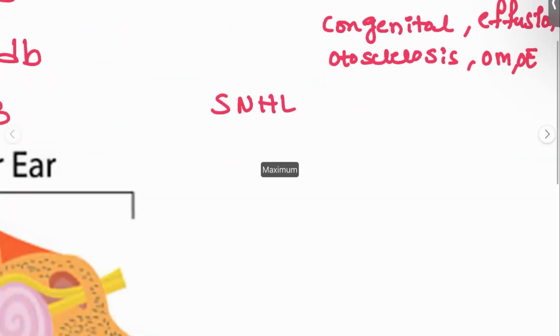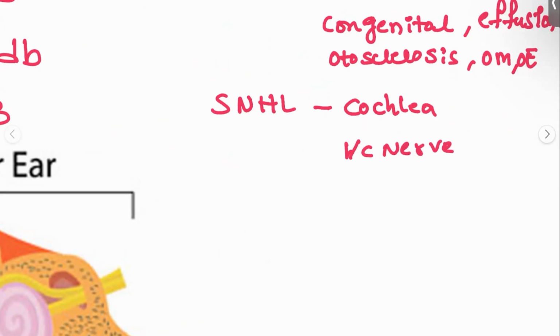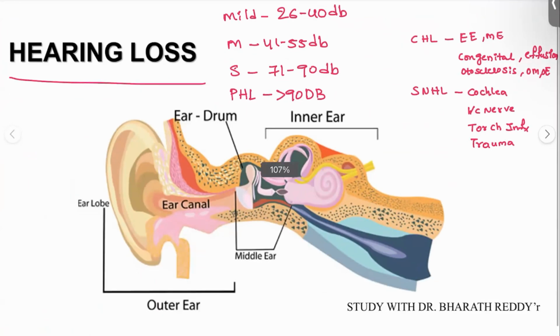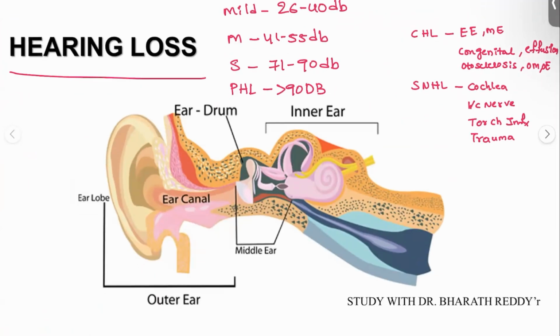Next, coming to sensory neural hearing loss, this is usually due to cochlear pathology or vestibulocochlear nerve pathology, and also in those who are suffering from congenital defects due to TORCH infection, and trauma cases. So these are commonly found in conductive hearing loss and sensory neural hearing loss. Here you can see these two, which are considered conductive hearing loss, and this alone, which is considered sensory neural hearing loss.